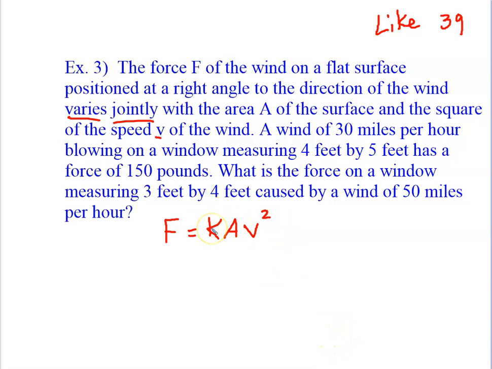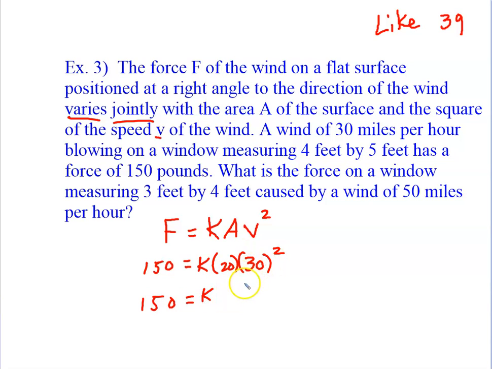Okay, so coming up with this in general is good. And now the problem is going to give you some information to help you find out what the exact number for K is. So wind of 30 miles an hour, okay, that's velocity. Blowing on a window measuring 4 by 5 feet, so area is 4 times 5, which is 20. We don't know what K is yet, but we're going to find it. That gives us a force of 150 pounds. F stands for force. So let's solve this for K.